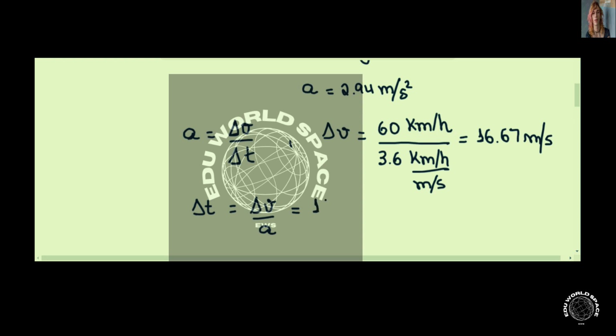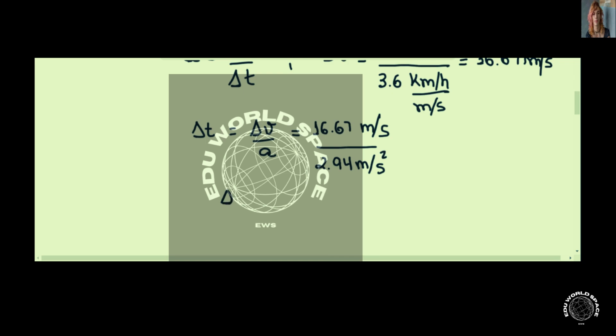So we have 16.67 meters per second divided by the acceleration of 2.94 meters per second squared. So delta t is equal to 5.67 seconds. So this is the minimum value of time that it can take for the truck to accelerate from 0 kilometers per hour to 60 kilometers per hour and not have the crate fall off, which concludes our exercise.